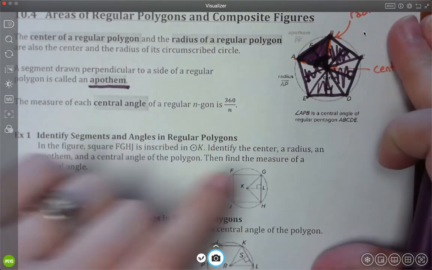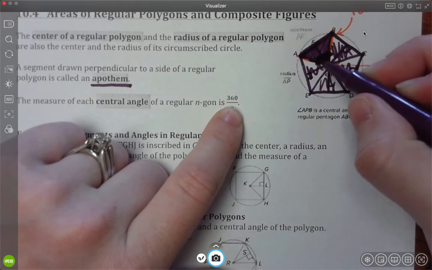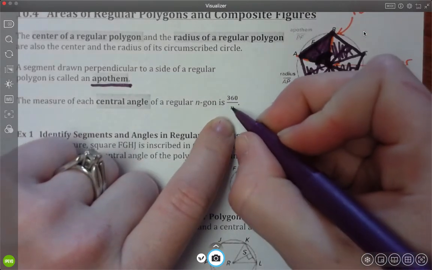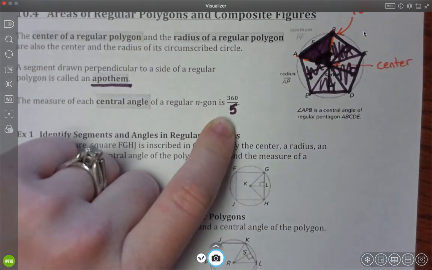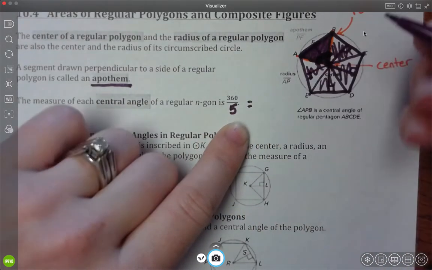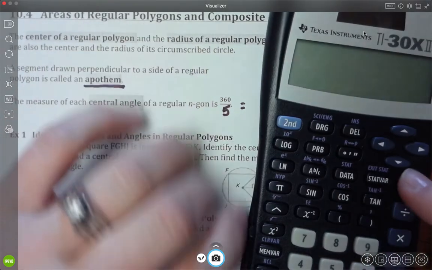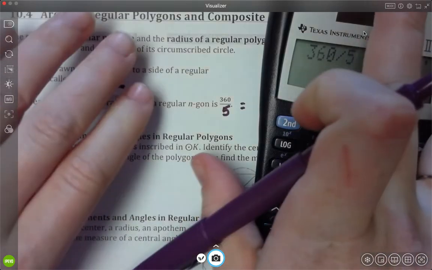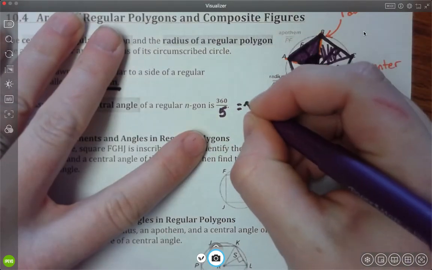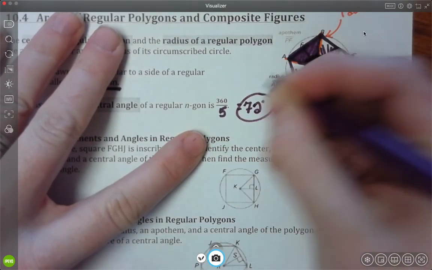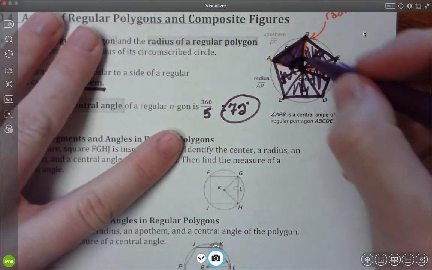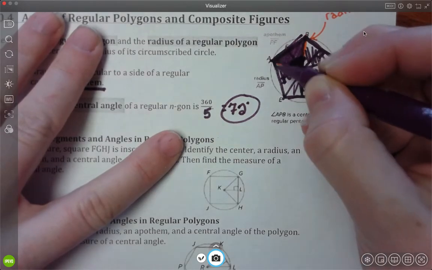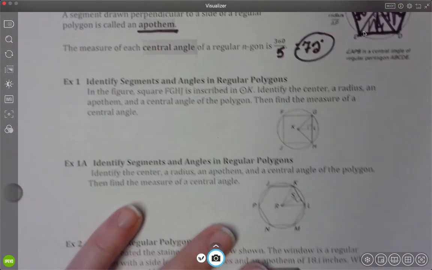Now, if I want to figure out how many degrees this is, 360 would be all the way around. I just divide by the number of sides that I have, which in this case is 5. So 360 divided by 5 is 72. So each one of those central angles is going to be 72 degrees. That's because I took 360 divided by the number of sides in this figure. So lots of vocabulary going on here. Let's see if we can answer some of these questions.